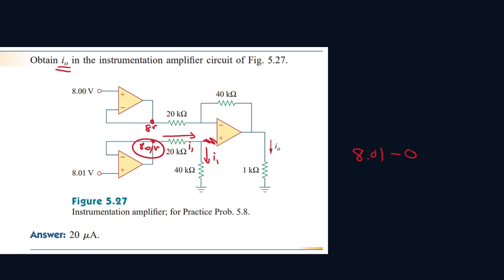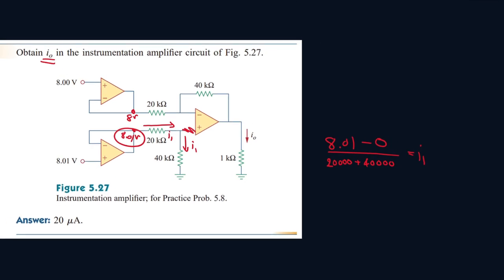8.01 minus 0 all over the resistors. So 20,000 ohms plus 40,000 ohms. And this will be equal to I1. So it'll be 8.01 all over 20,000 plus 40,000. And that gives me 1.335 times 10 to the minus 4 amps.